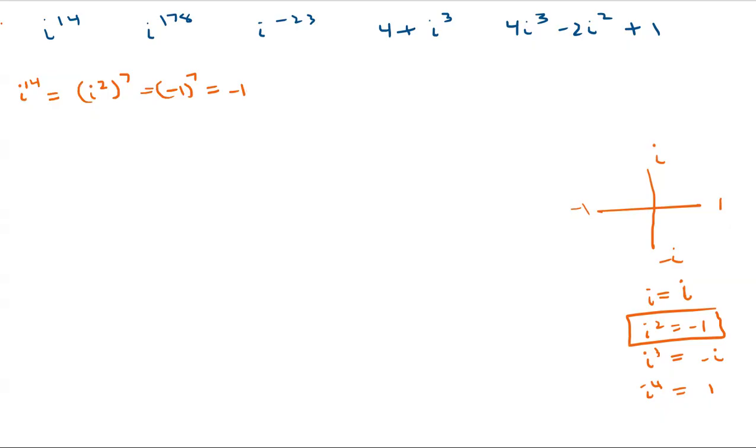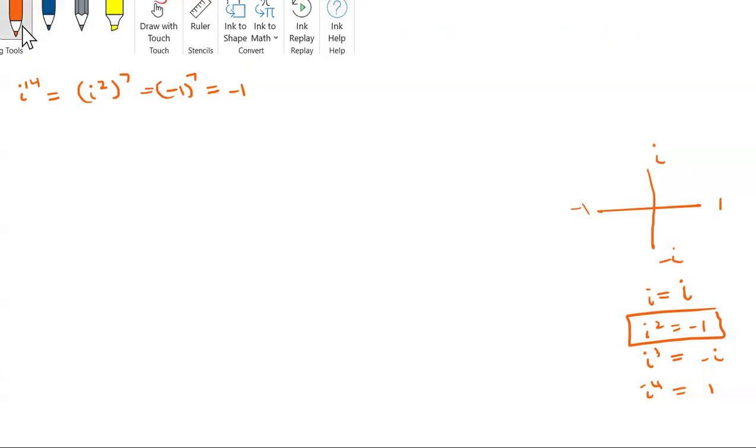So that's just going to give us, since it's an odd power, that answer has to be negative, right? So negative 1. If it was an even power, then it would have been a positive 1. Okay? So that's how I would do that one. If you did it differently and got the same result, that's absolutely fine. Okay? Well, let's look at i to the 178.